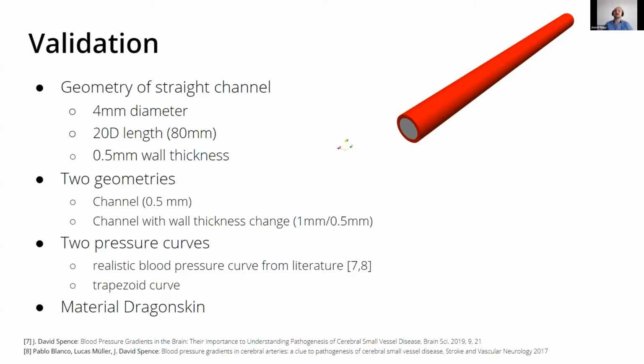And in the experiments and the simulation, on the inlet face we gave a time-dependent pressure profile curve. First, a realistic blood pressure curve from literature, as well as a trapezoid curve just to test the experimental setup. For the material in the experiments as well as in the simulation, a polymer called Dragon Skin was used, which is very similar to blood vessels.